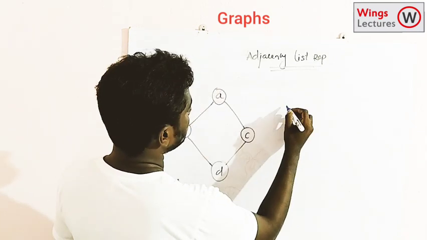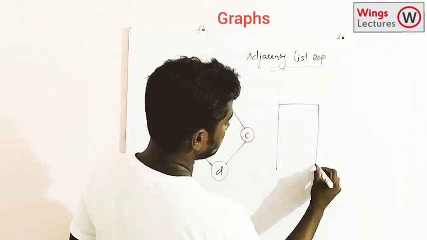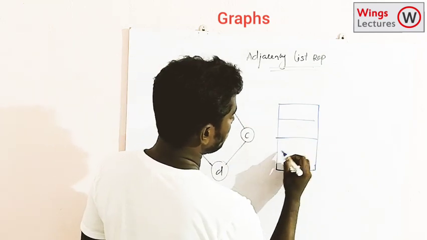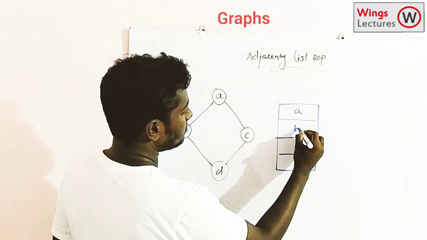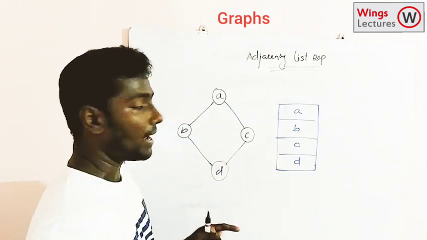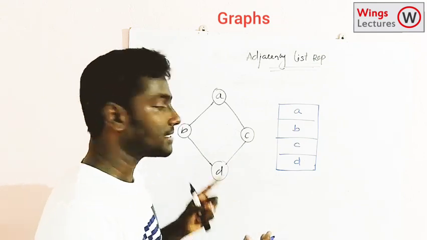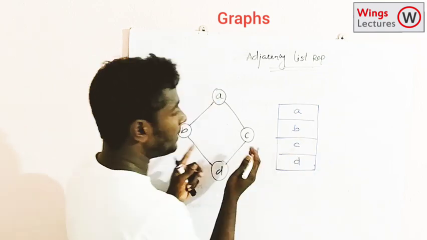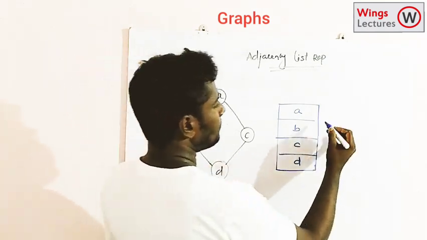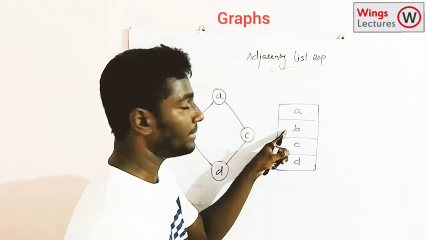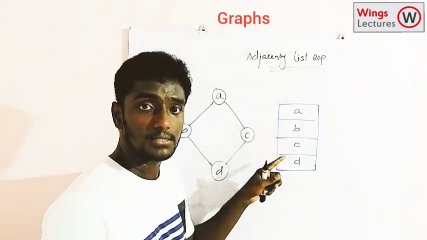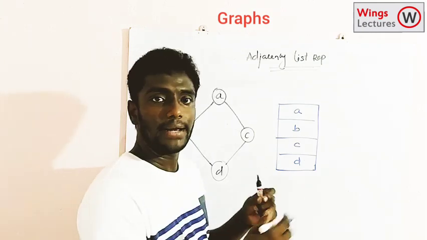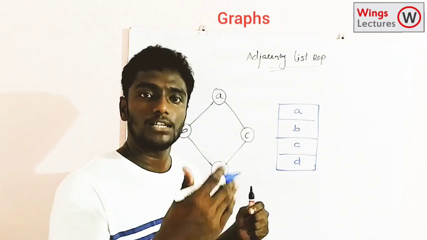Now make an array. How many nodes are there? 4: A, B, C, D. Find out the adjacent vertices and then make a connection. Definitely it will be having values, right? So A will be stored at one position, B will be stored at one position. Likewise, there will be a position for each node, and we are going to provide a link to the adjacent nodes.